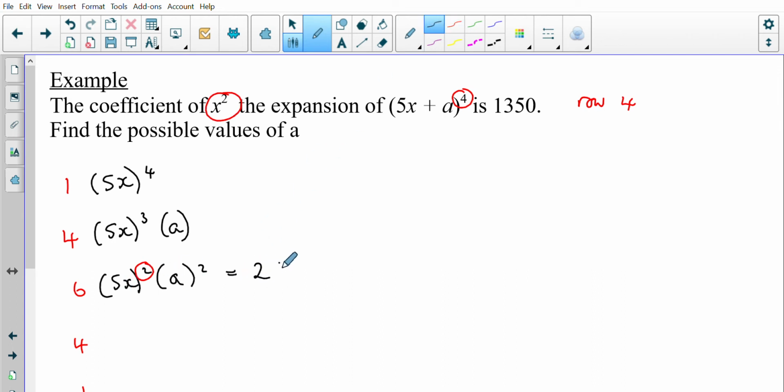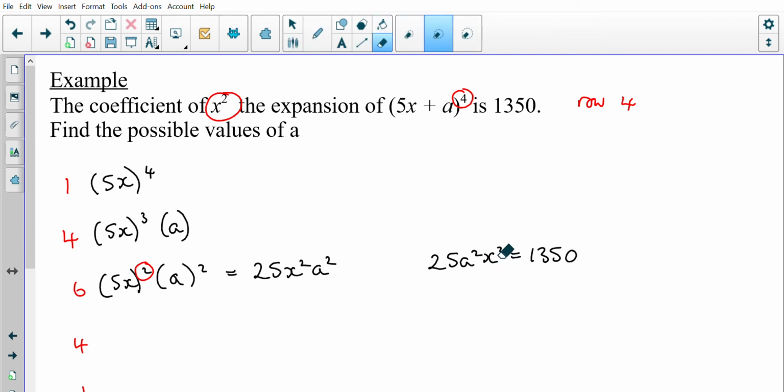So that's going to be 25x squared a squared. So we're told that's equal to 1350. So 25 a squared x squared is 1350. Well, in fact, it's just the coefficient that's equal to 1350, so let's get rid of the x squared there. So divide by 25.